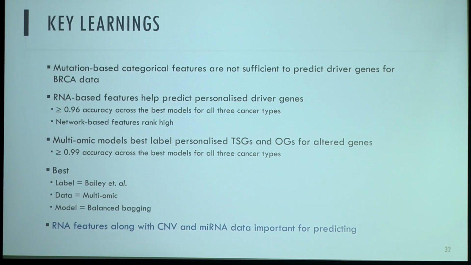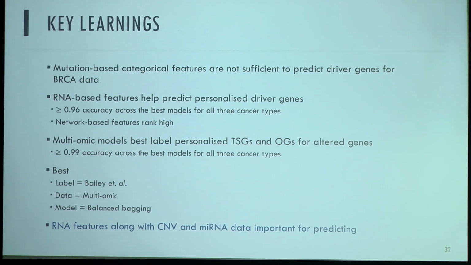So the moral of the story is that you cannot just go ahead with simple DNA data. It sounds obvious, but we could really systematically show this here, that you need to not only use DNA data, but if you have RNA or network data, might as well leverage it to make more accurate predictions. So ultimately, we had a multi-omic model with about 99% accuracy across the best models for the 3 different cancer types.